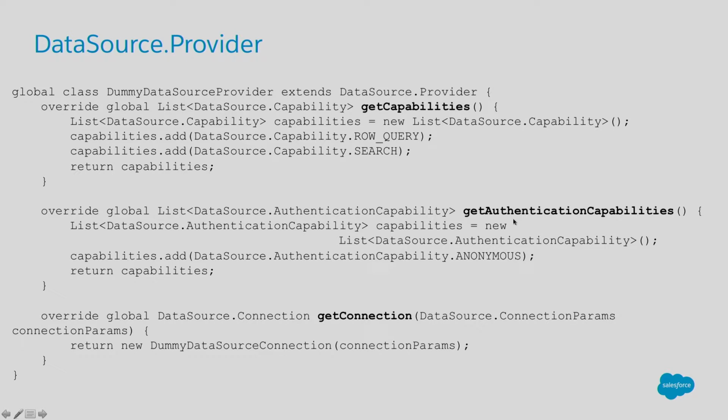Then you have something called get authentication capabilities. What this determines is what kind of authentication your external system supports, and essentially what's going to show up in your external data sources setup page UI for you to enter your credentials. And then finally, we have a get connection method, to which we pass in some connection parameters, and it creates a connection class for you.